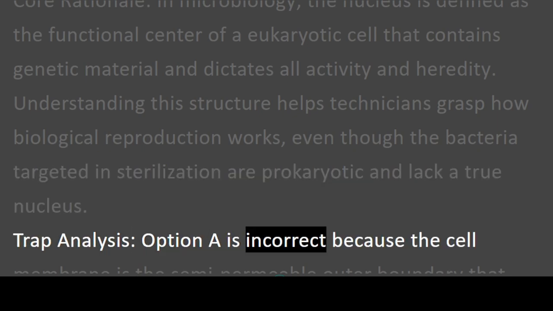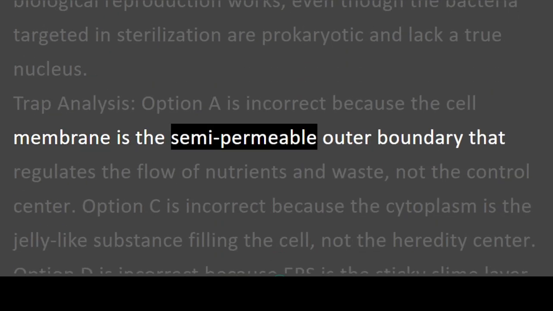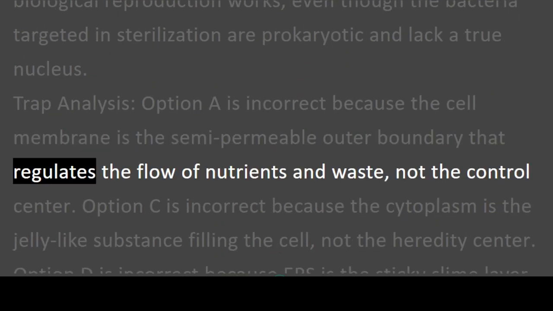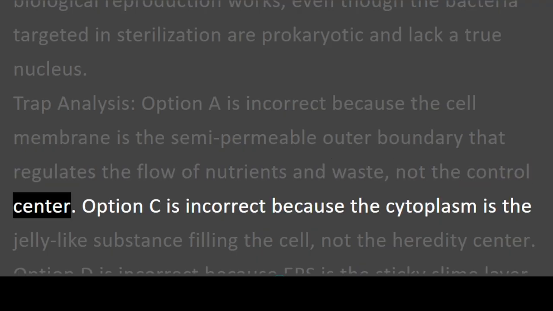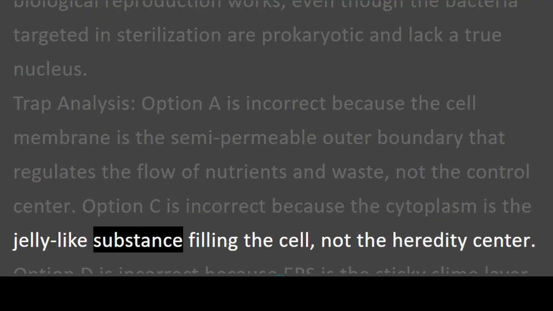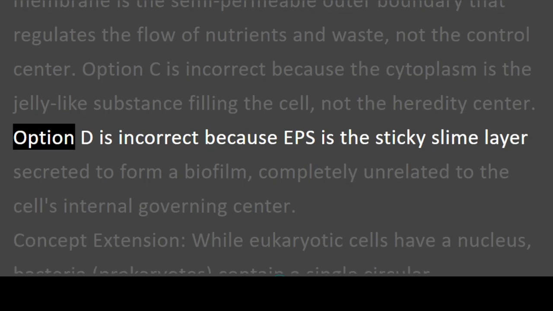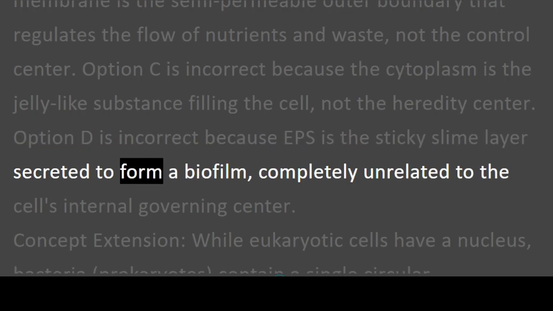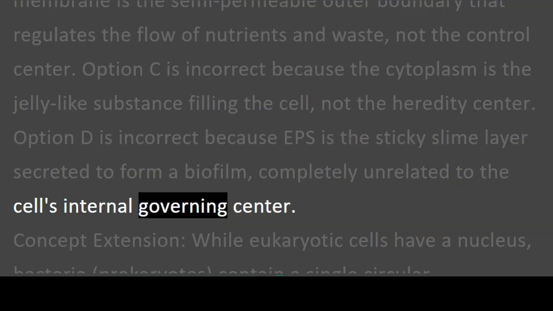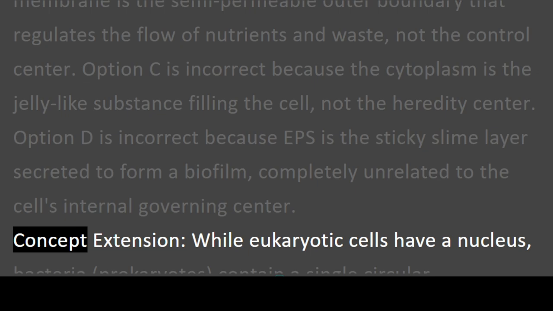Option A is incorrect because the cell membrane is the semipermeable outer boundary that regulates the flow of nutrients and waste, not the control center. Option C is incorrect because the cytoplasm is the jelly-like substance filling the cell, not the heredity center. Option D is incorrect because EPS is the sticky slime layer secreted to form a biofilm, completely unrelated to the cell's internal governing center. Concept extension.